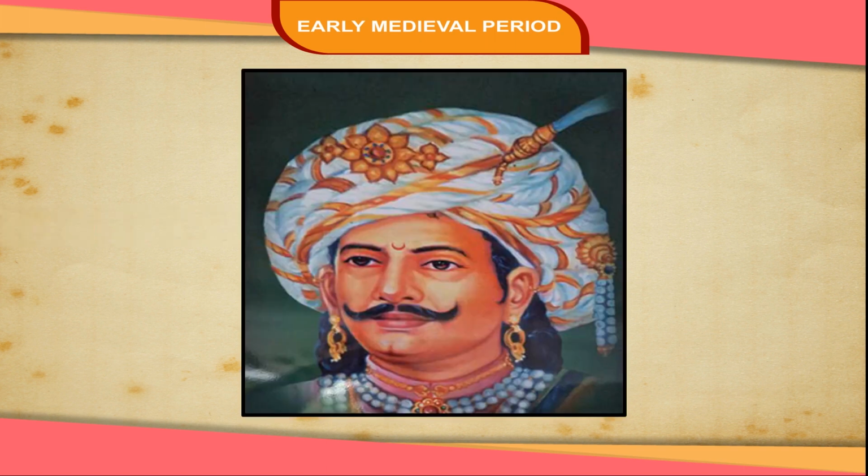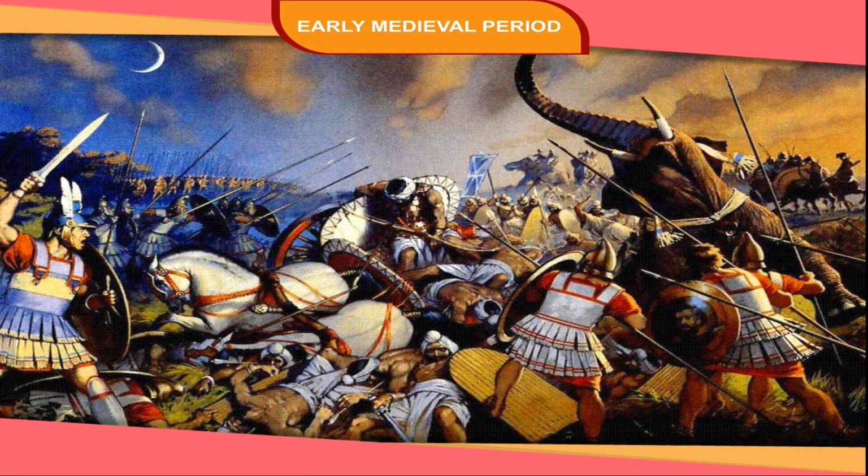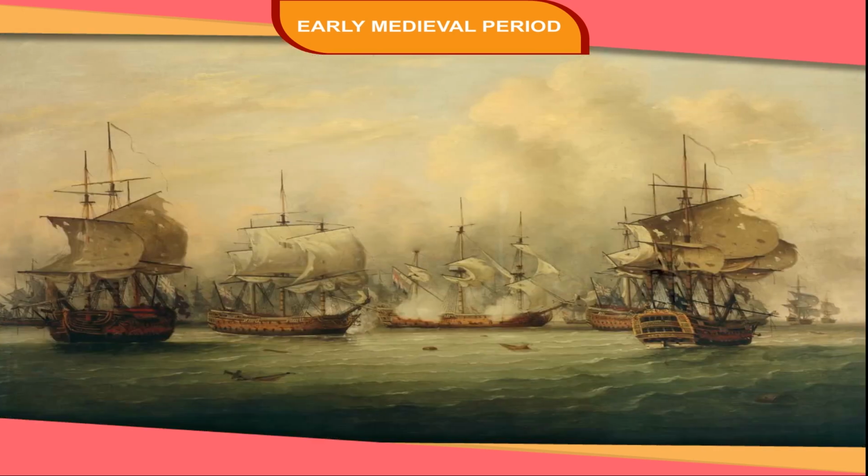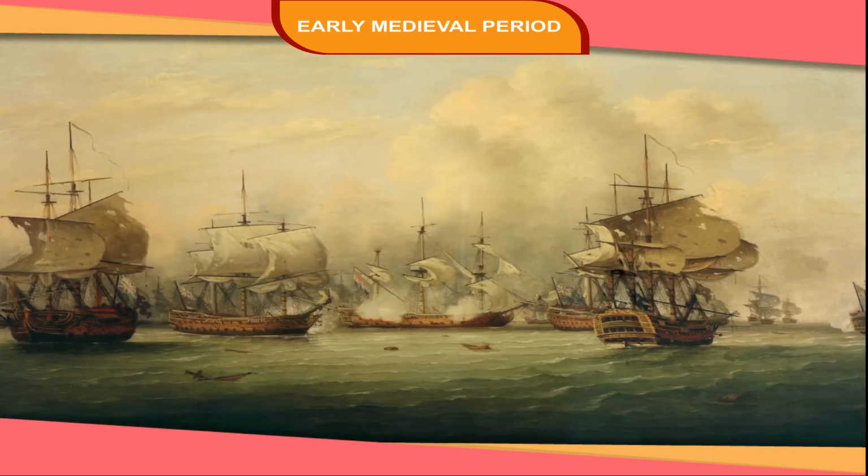Raja Raja I. The golden era of Chola Empire started with the accession of Raja Raja I to the throne. He established control over large parts of Deccan and South India by defeating the Pandyas, the Chalukyas, and the Cheras. He built a powerful navy and conquered northern Sri Lanka and established control over Lakshadweep and the Maldives.